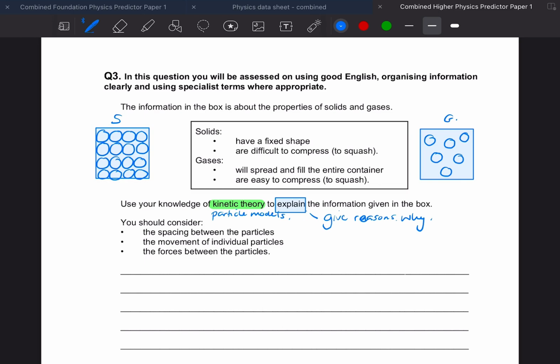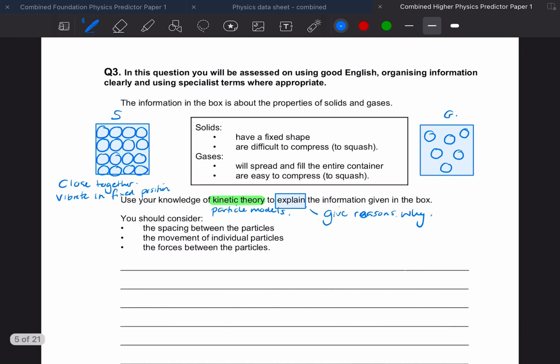So we know about spacing here. So these are close together. The movement, so these vibrate in a fixed position. And the forces, well, the forces in the solid are strong forces between the particles. Okay, so I've covered those points there.